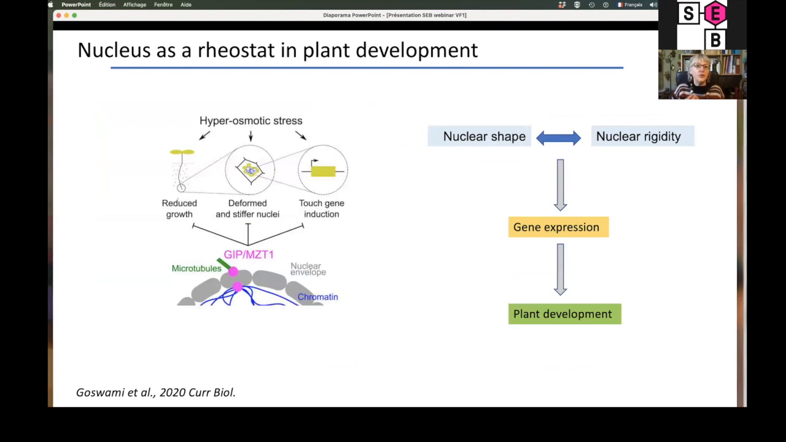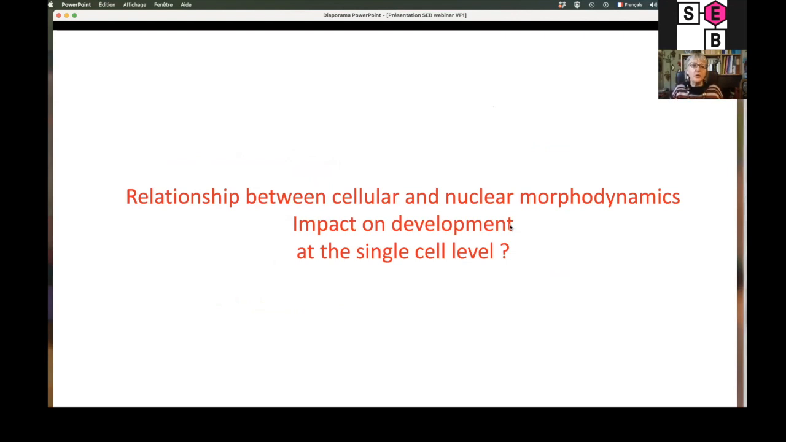So it seems that the nucleus really acts as a rheostat in plant development. It affects growth, shape of the nucleus, but also gene expression. And we have demonstrated also that the proteins located at the nuclear envelope periphery could be important to regulate this process. So definitively, in a tissue context, we have the first arguments to show there is a nice correlation between nuclear shape and nuclear rigidity linked to gene expression and plant development. But we are now really interested in going further in our study and understanding the relationship between cellular and nuclear morphodynamics, and what the impact on development is at the single cell level.